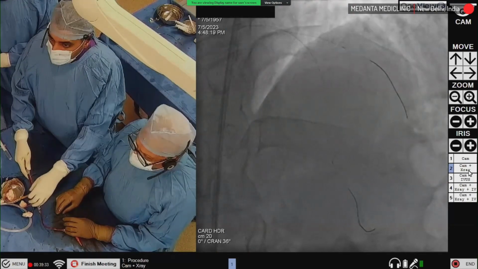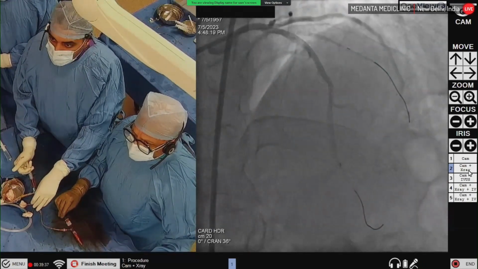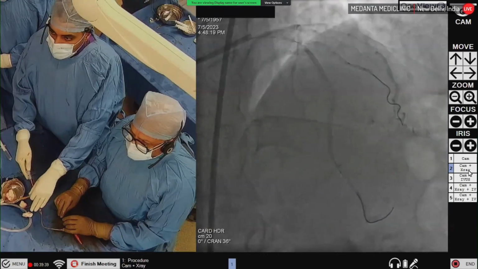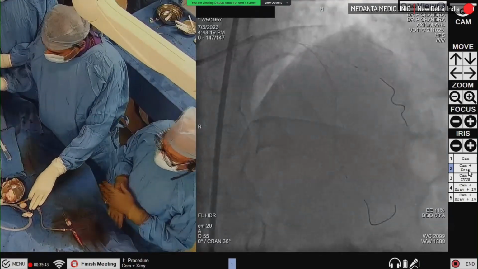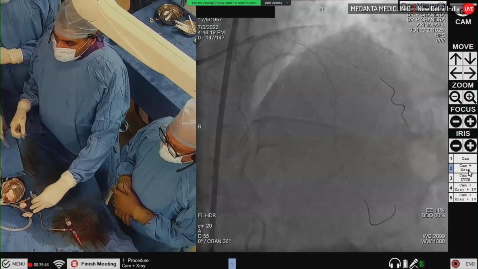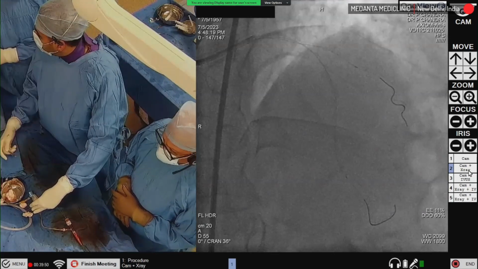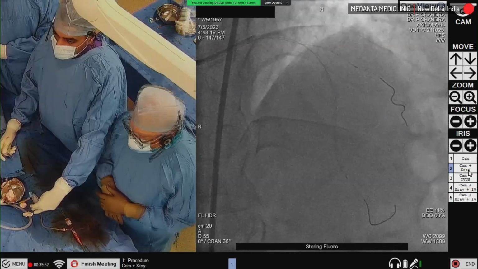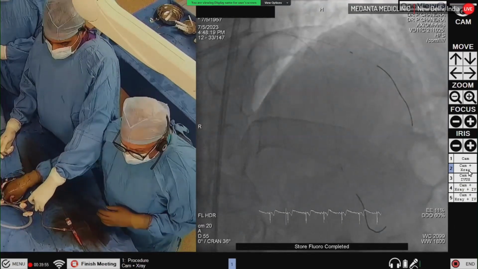The heart rate is okay, 50 now. Let's check a little bit. Okay, fine. There is some slow flow. Give some atropine also, atropine 0.6. So we'll give some atropine because he has got some vasovagal.